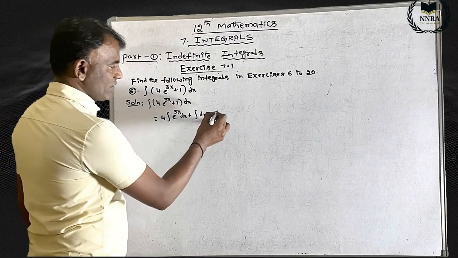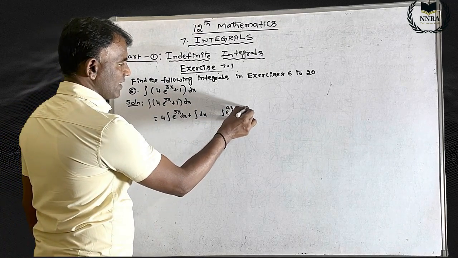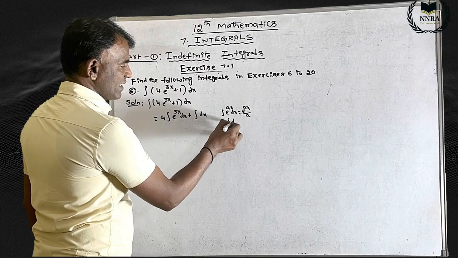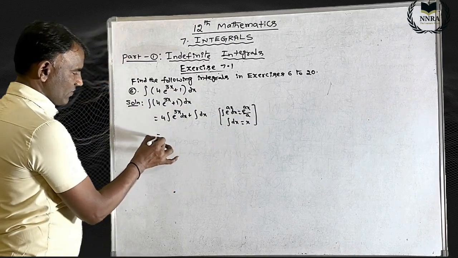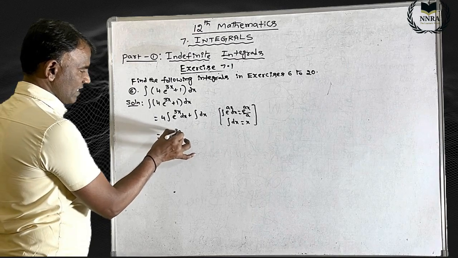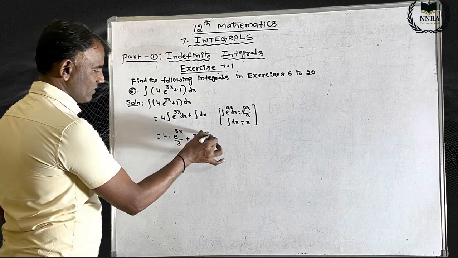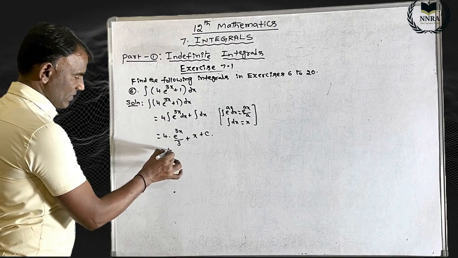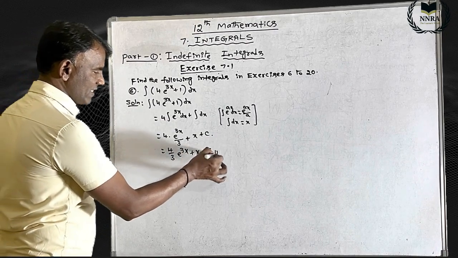And both are standard forms only. Integral e power ax dx can be written as e power ax by a. And what is integral dx? That is x, right? So how to write this one? 4 into e power 3x by 3, and integral dx is x, then constant. So this can be written as 4 by 3 into e power 3x plus x plus constant c.